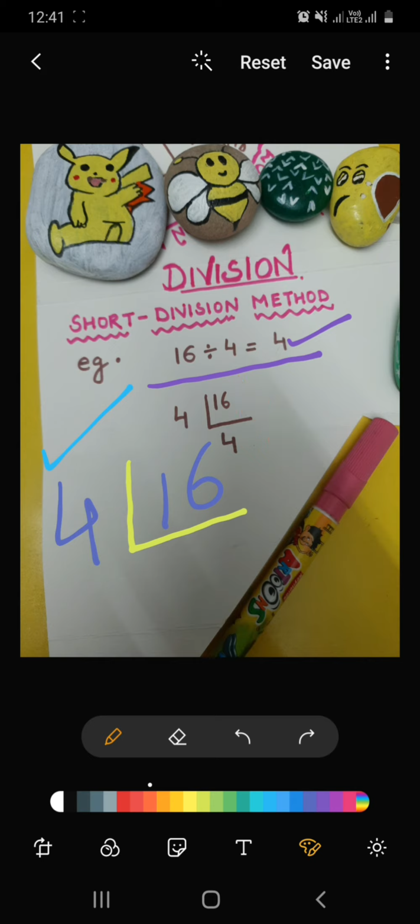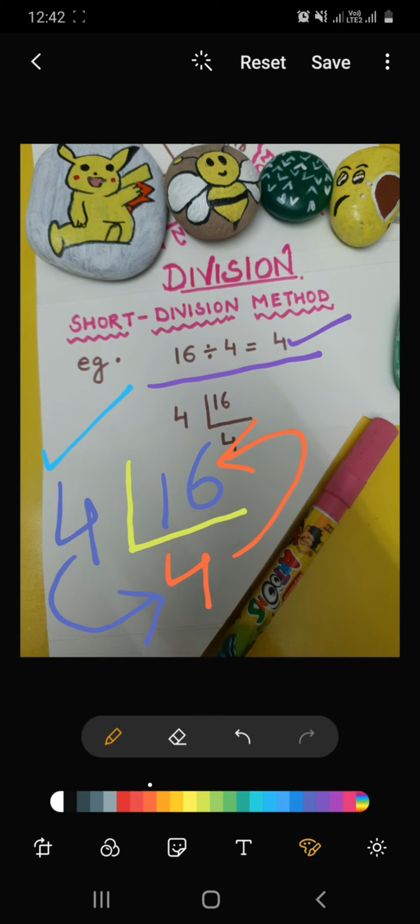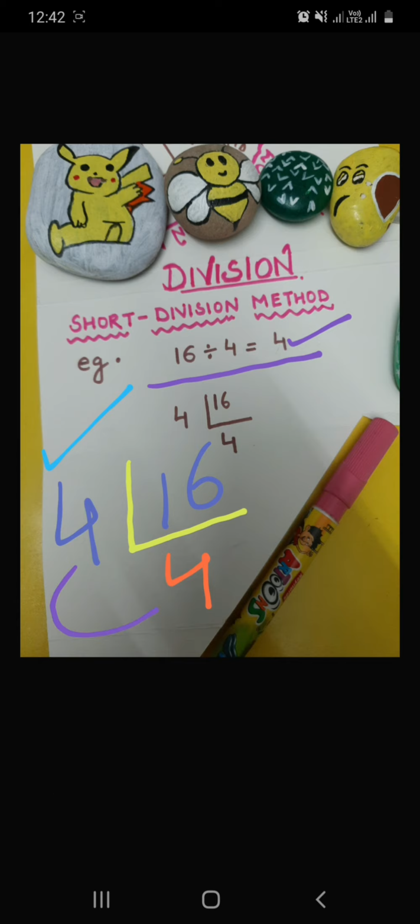So we will write the answer at the down of this line, 4. So we can say like 4 multiplied by 4 is 16. Okay, 4 multiplied by 4 is 16. I think you have understood that 4 multiplied by 4 is 16.